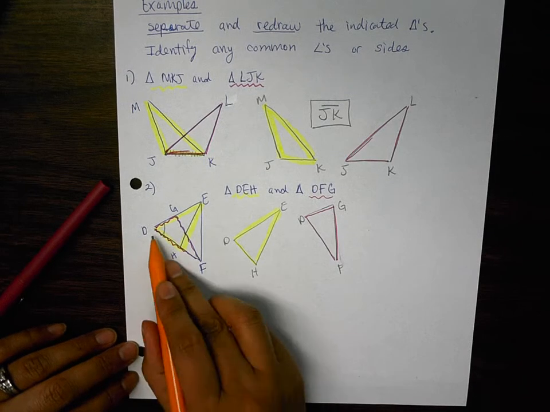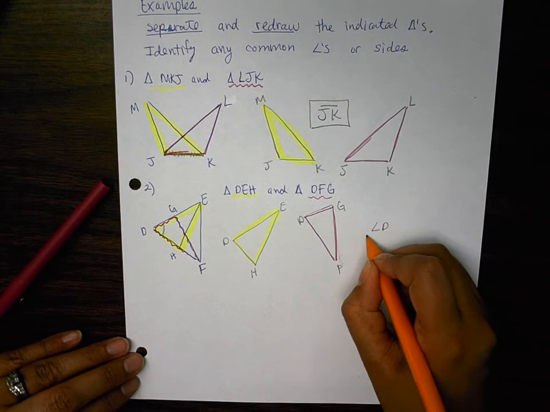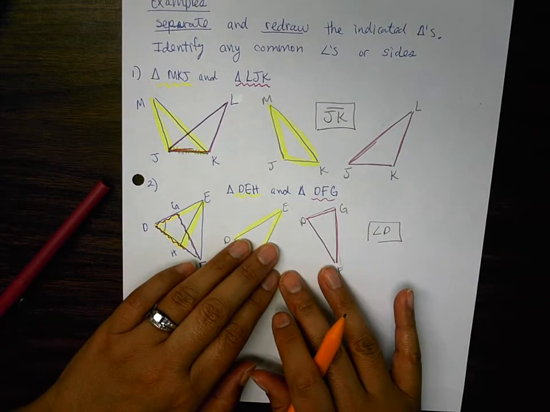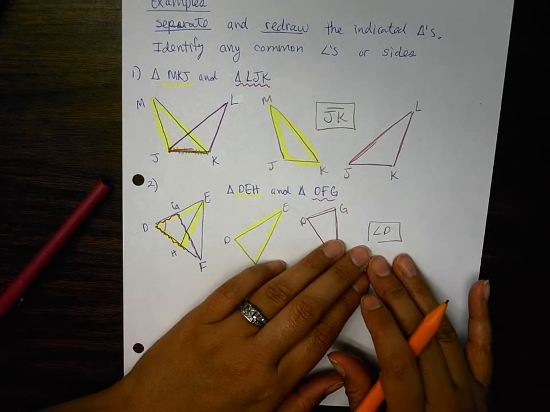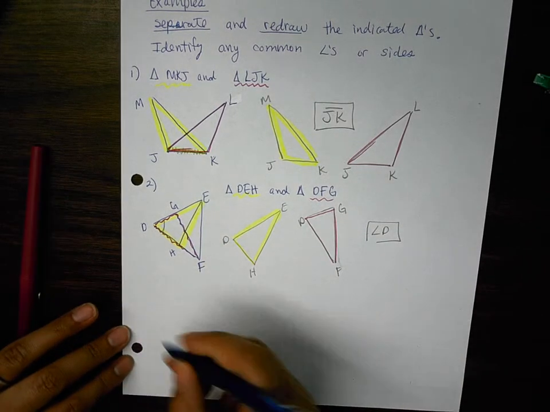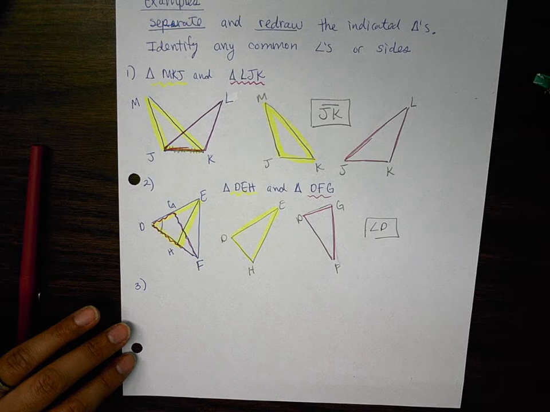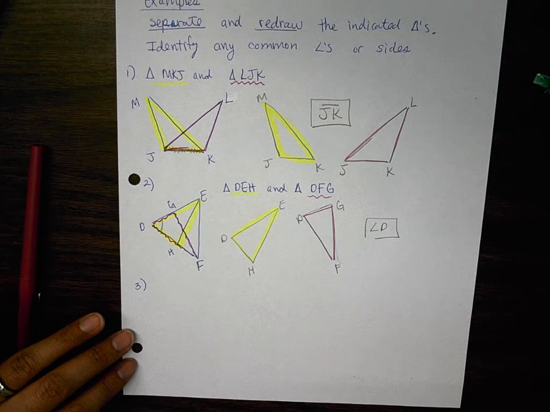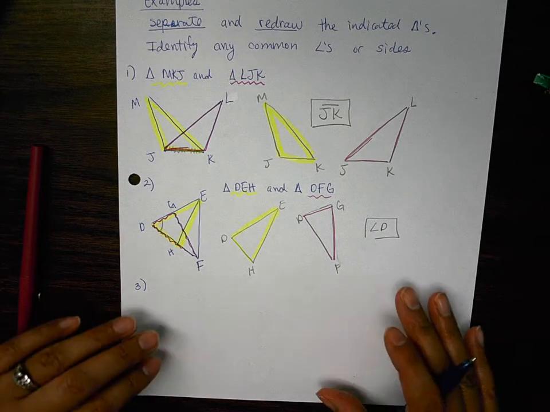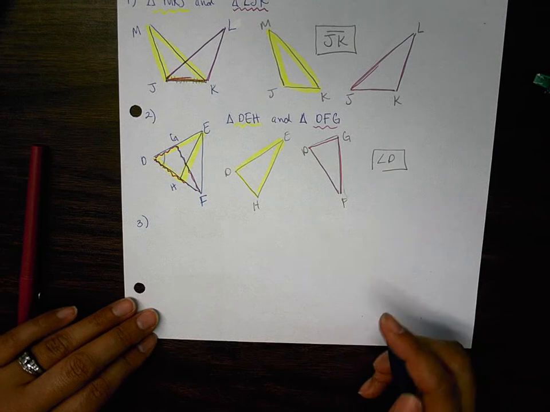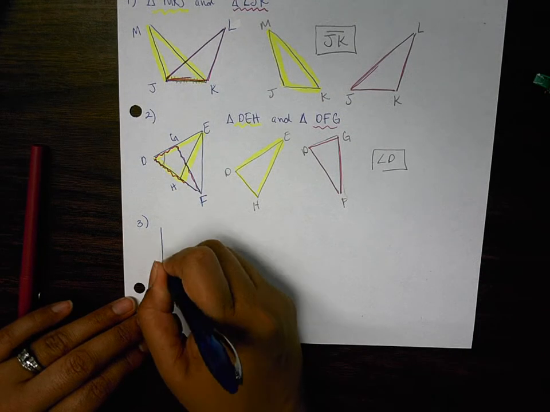And where did they overlap? I kind of rotated mine when I drew them, but where did they overlap in angle D? So you have the redraw as part of your answer, and then the angle or the side as your second answer. Questions before we move on to 3? Okay.